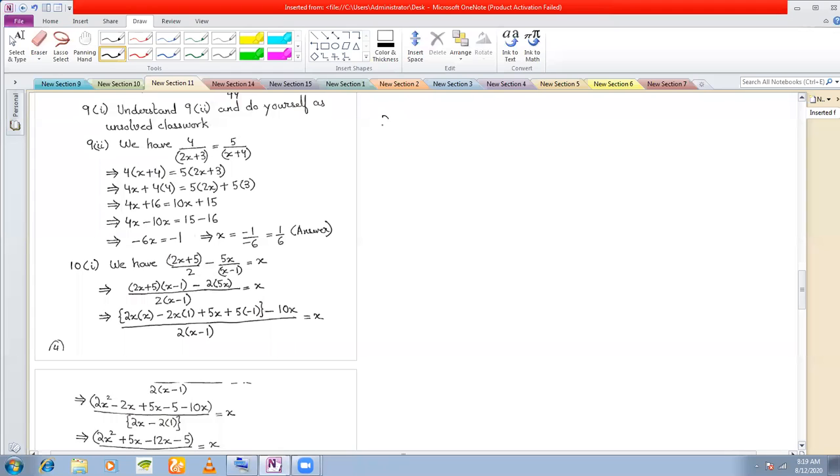10-1. You have (2x plus 5) divided by 2 minus 5x divided by (x minus 1) is equal to x. Now you have one fraction subtracted from the other on the left hand side. So remove the fraction by taking the LCM. So you have 2 and x minus 1, so you take 2 into (x minus 1) as your LCM. And 2 into (x minus 1) divided by 2 will give you x minus 1.